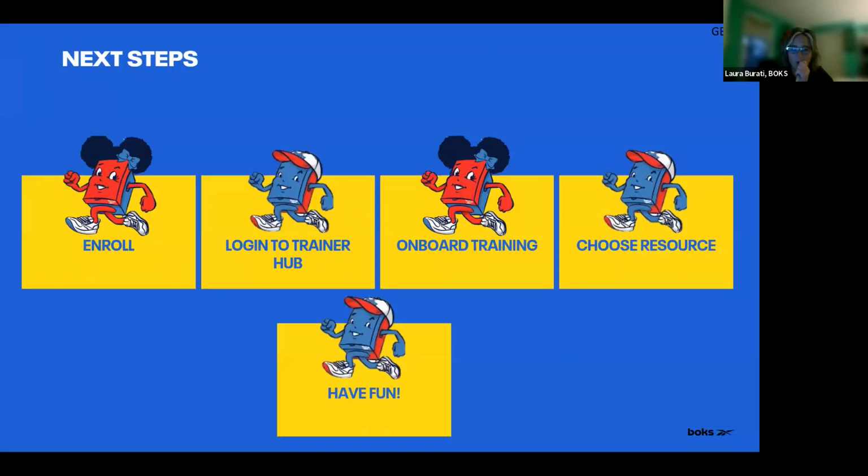So next steps. If you like what you hear, you enroll. I say enroll, but it's really just signing up. You sign up like anything else. You log on to the Trainer Hub. You can do your onboard training if you choose to do the functional fitness. You choose the resources that you want to do, and then you have fun. It's as simple as that.